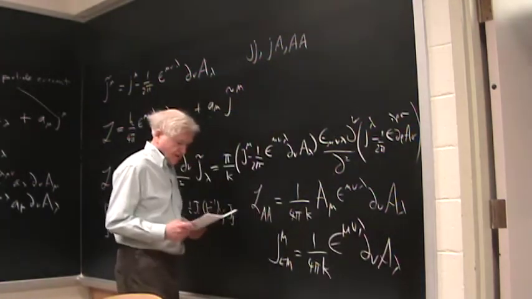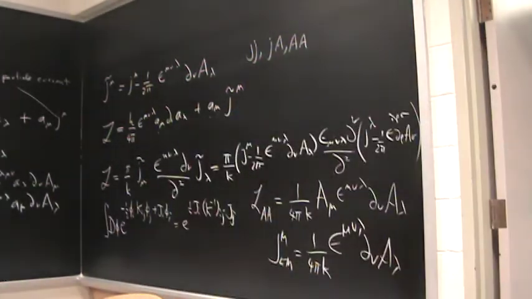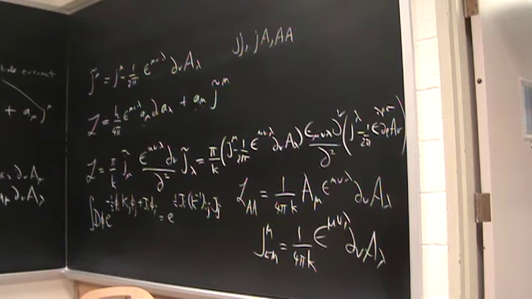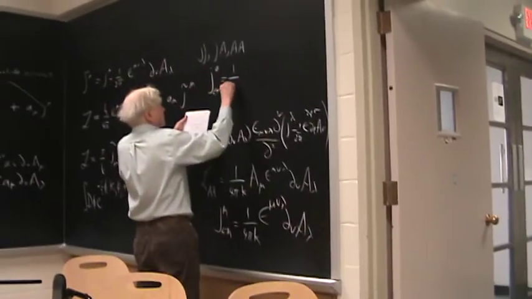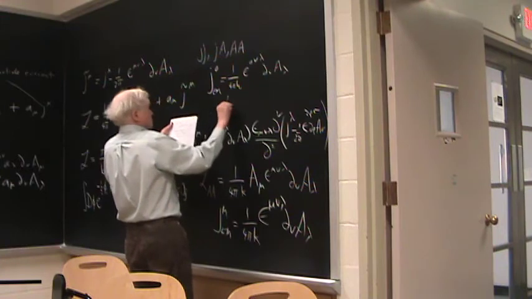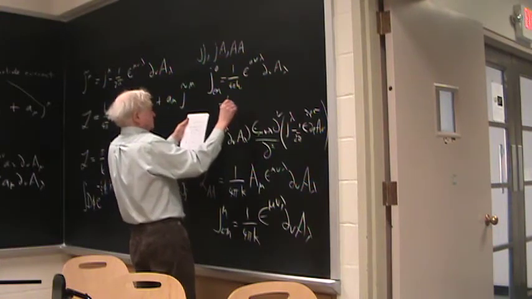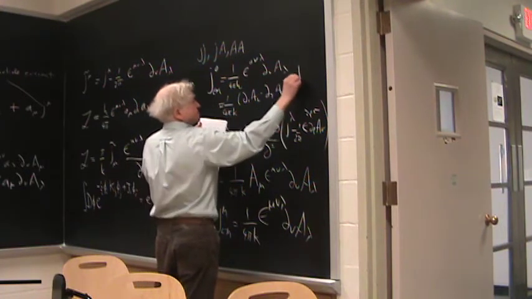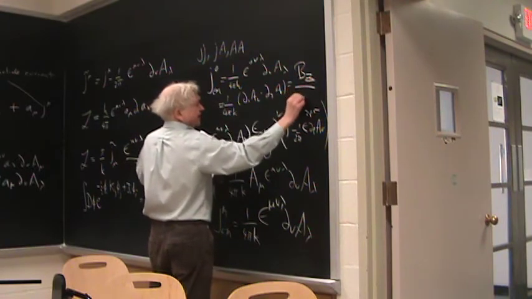So that's what we do at this point. And now, fortunately, we're only in three dimensions, so this thing is a little bit simpler than it would be in four. We can say J0 EM is 1 over 4 pi k, epsilon 0 nu lambda d nu A lambda, which is 1 over 4 pi k (d1 A2 minus d2 A1), and this is just Bz over 4 pi k.